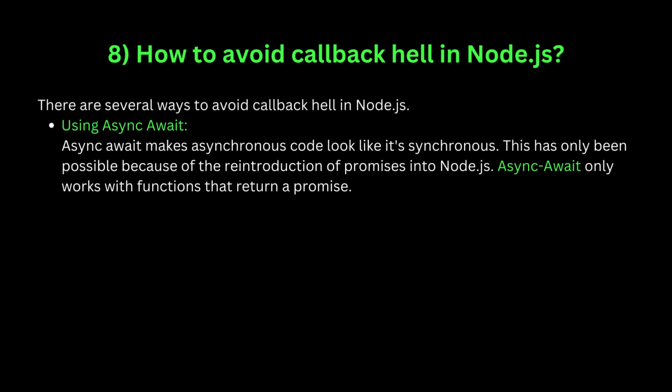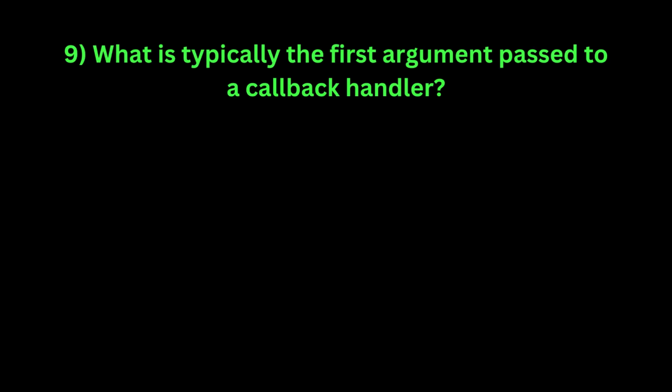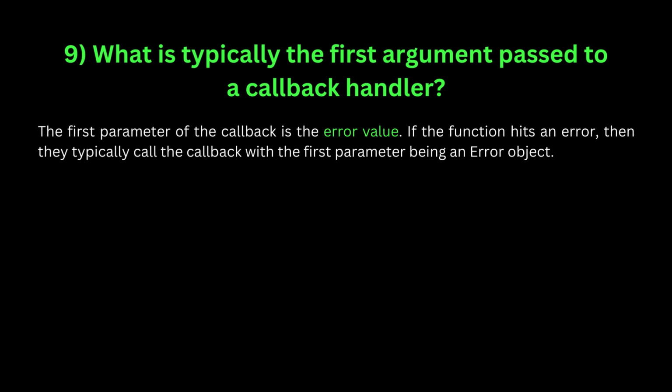Using async await. Async await makes asynchronous code look like it's synchronous. This has only been possible because of the reintroduction of promises into Node.js. Async await only works with functions that return a promise. Question 9. What is typically the first argument passed to a callback handler? The first parameter of the callback is the error value. If the function hits an error, then they typically call the callback, with the first parameter being an error object.